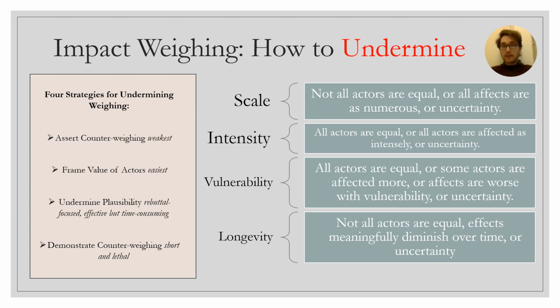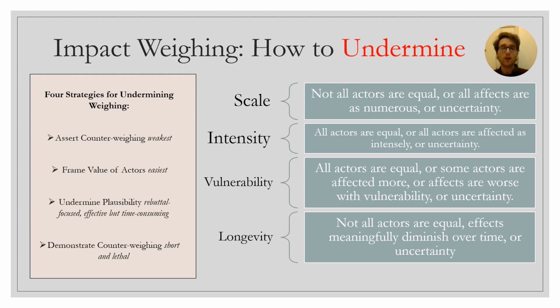So undermining plausibility. So just justifying why the other team's burdens are not true, for example if a team tried to argue scale, why scale actually isn't true. The most short but probably lethal way of doing this, other than doing the more rebuttal focused and quite time consuming method of undermining plausibility, stuff that should come in the responsive speakers, as in the second speaker and the whip speaker, is to demonstrate the counter weighing.